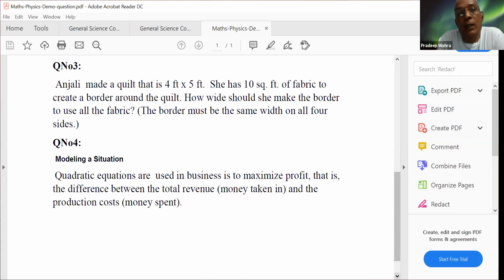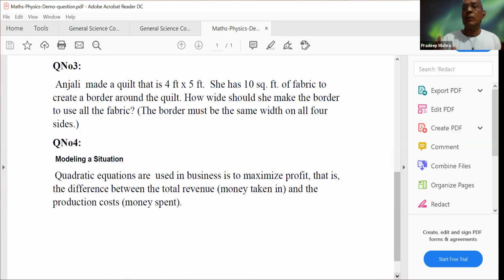Anjali made a quilt that is 4 feet by 5 feet. That means it is a rectangle, right? She has 10 square feet of fabric to create a border around the quilt. You make a quilt of 4 by 5 feet, and you have 10 square feet of fabric which you want to put around that quilt.